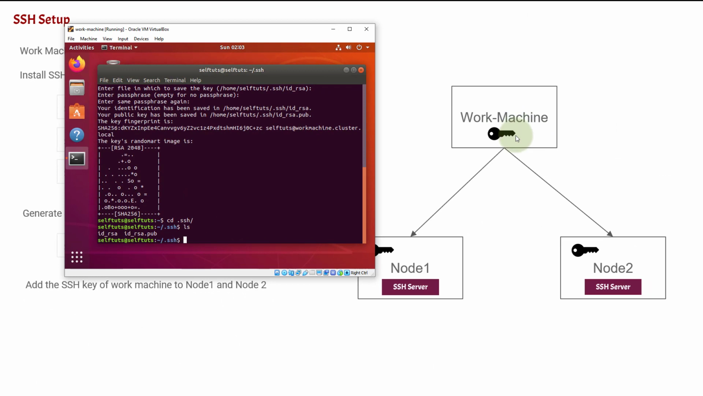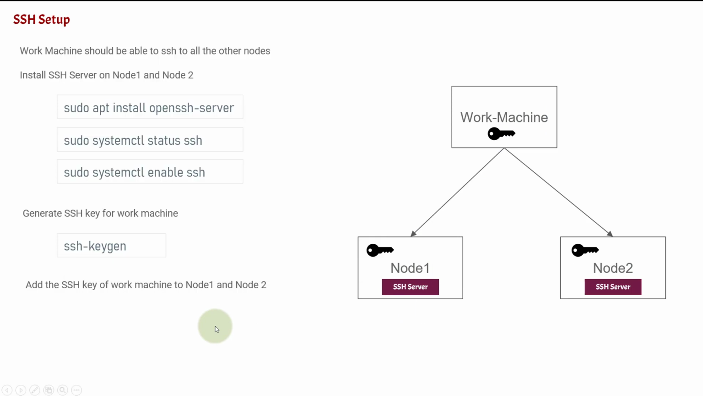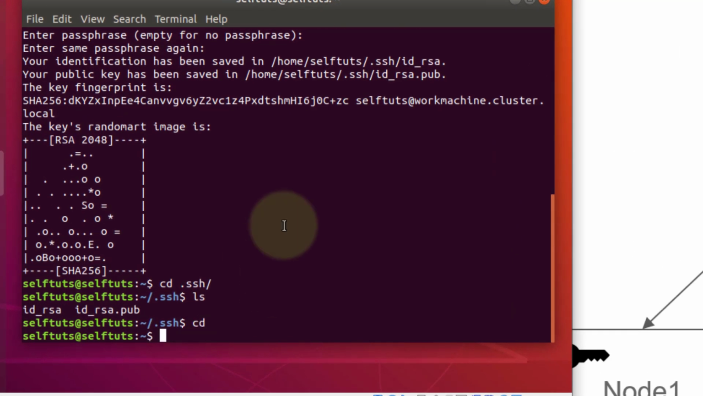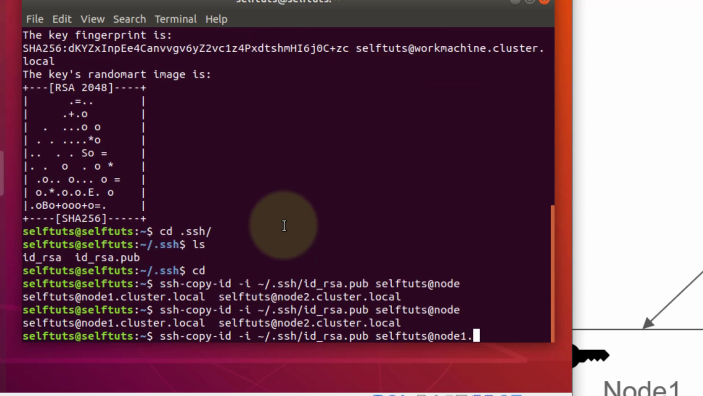Now once the key has been generated on this work machine, you need to copy these keys to node 1 and node 2. For this we have another command, ssh-copy-id. So we'll type the command ssh-copy-id and then -i, and then we need to provide the key. The key is present in .ssh, and it is id_rsa.pub, and then we need to type the host where you need to put it. So that will be self-tuts@node1.cluster.local.